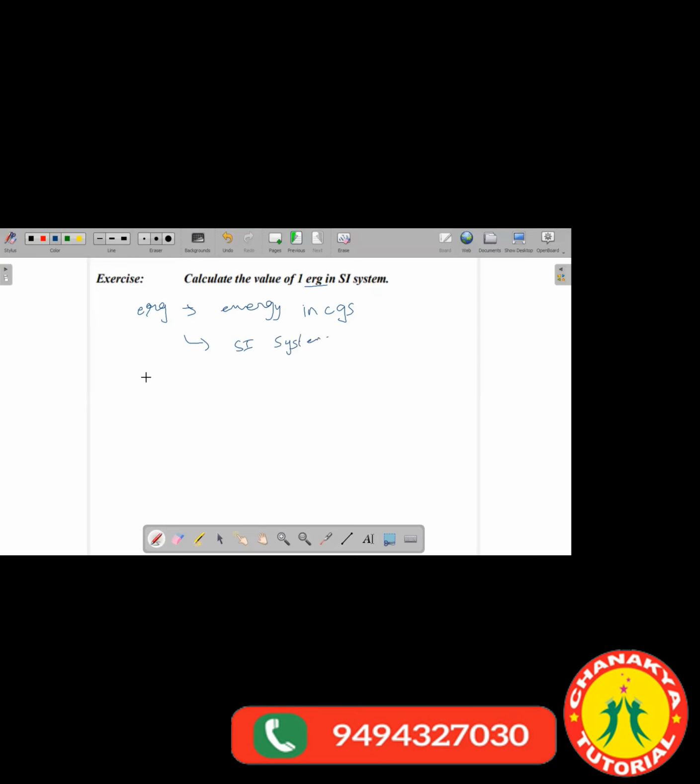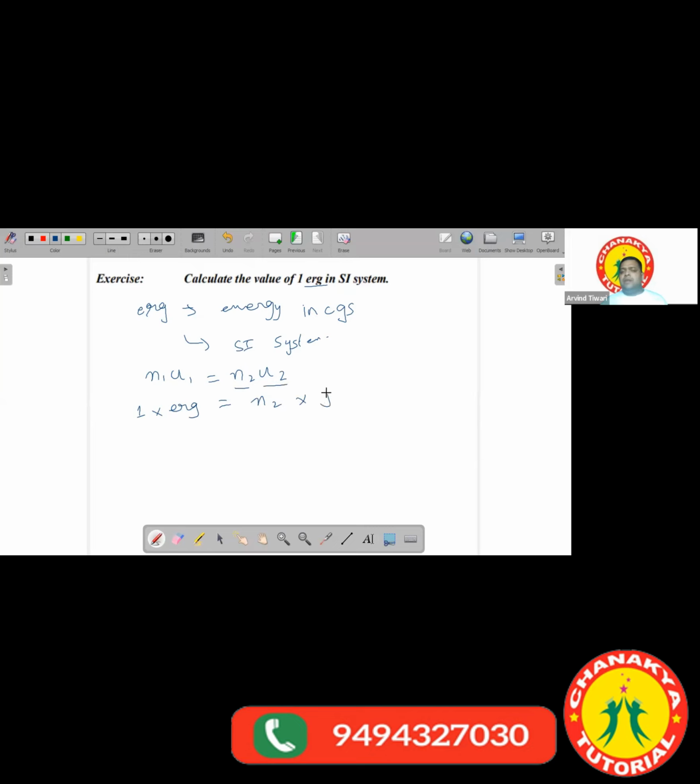So I will write the formula N1 U1 equals N2 U2. N1 U1 I will take as the erg, and N2 U2 I want to take in the SI system. So in place of N1 I will write 1, U1 is the erg, equal to N2, which I want to find out, and U2 will be Joule, since for the SI system, energy is measured in Joule, right? Now if I find the value of N2, I will get my answer.